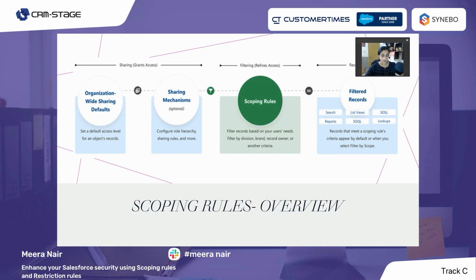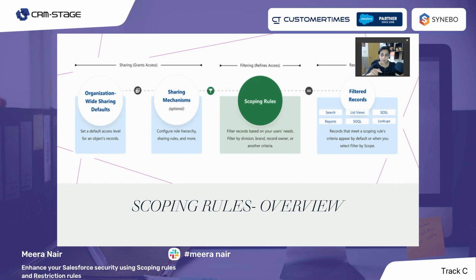Now we have scoping rules. Scoping rules also help us apply a filter on top of the shared records. But there is a difference. The difference is that you still have access to the other records in the system. For example, if I am a recruitment manager from APAC, in my current view, which might be a list view or a report, if you apply a filter by scope mechanism, my access will be restricted to records only in the APAC region.